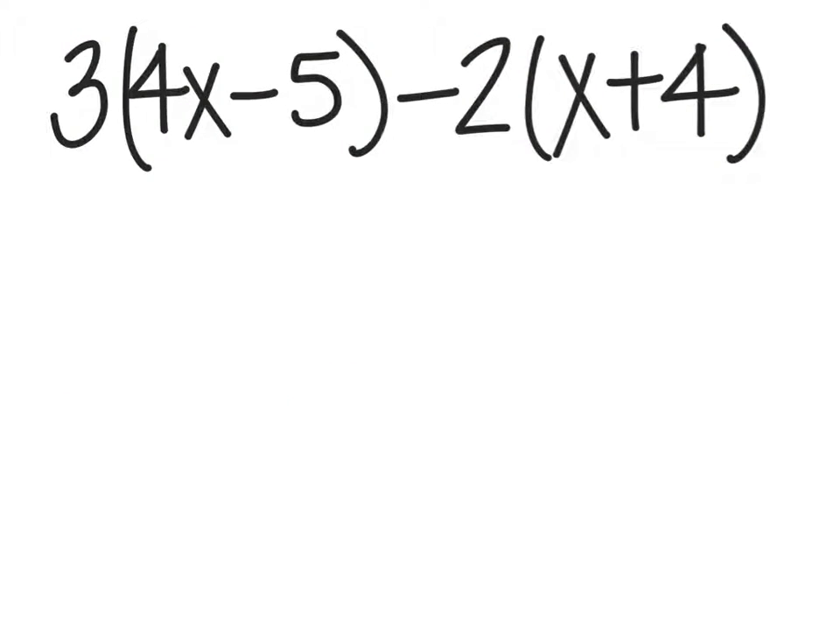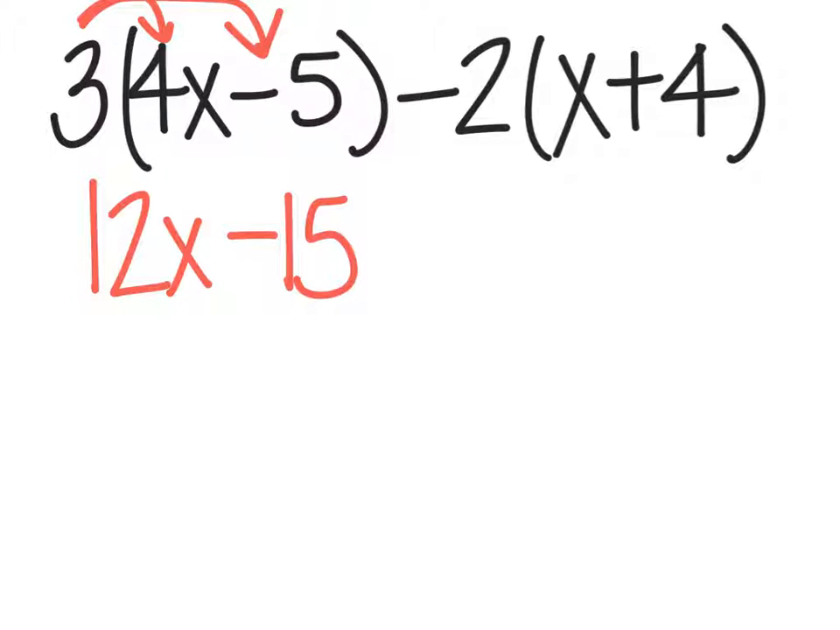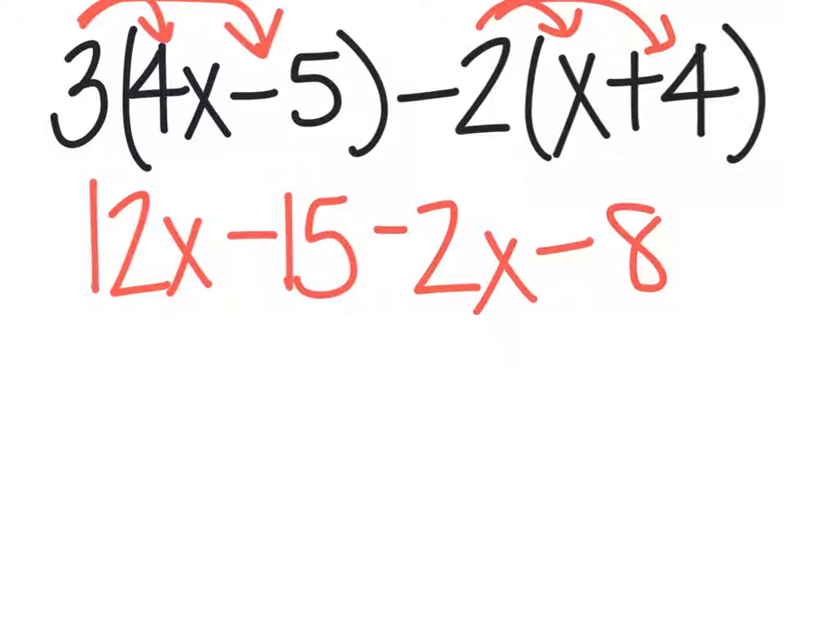My next problem says 3 times (4x - 5), so we're going to distribute our 3. Well, 3 times 4x would be 12x, and 3 times negative 5 would be negative 15. And then I have minus 2 times (x + 4), so again I'm going to distribute. Negative 2 times x is negative 2x, and negative 2 times 4 is negative 8.